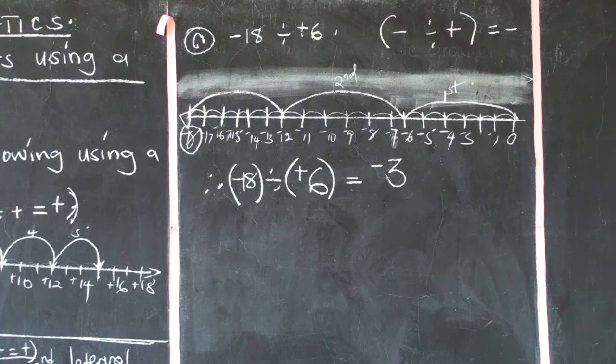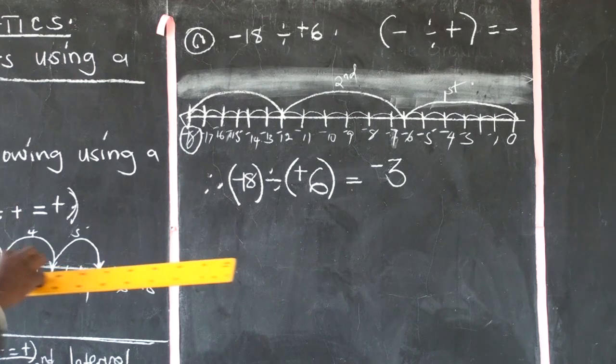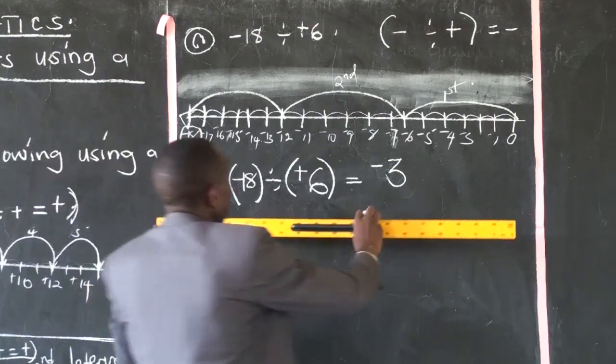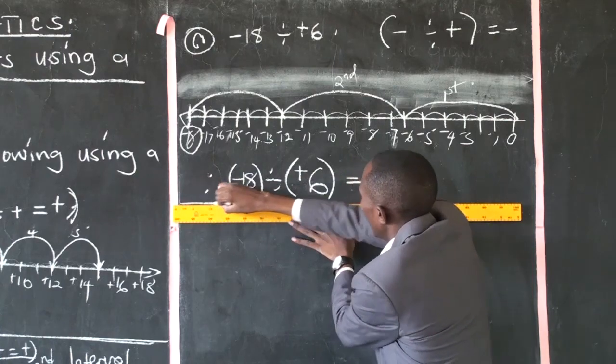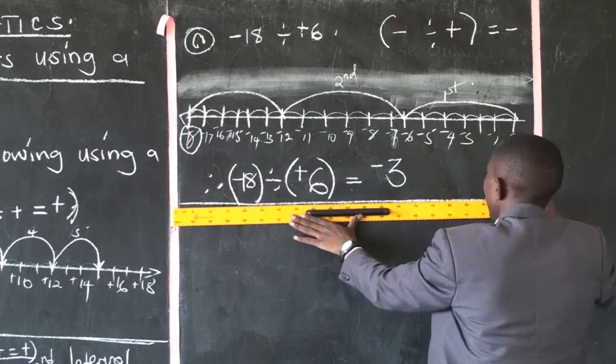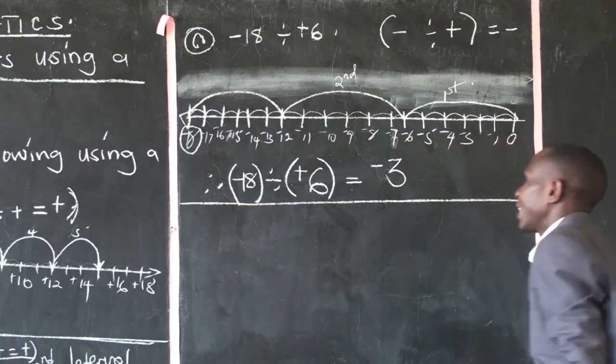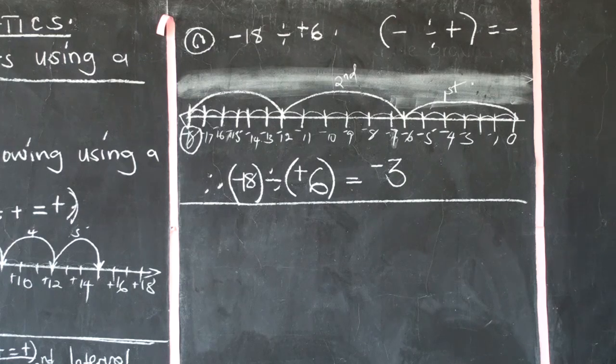Then from there, after arriving at negative 3, you have to underline your answer. You'll come and underline your answer. After underlining, we shall call it a day.